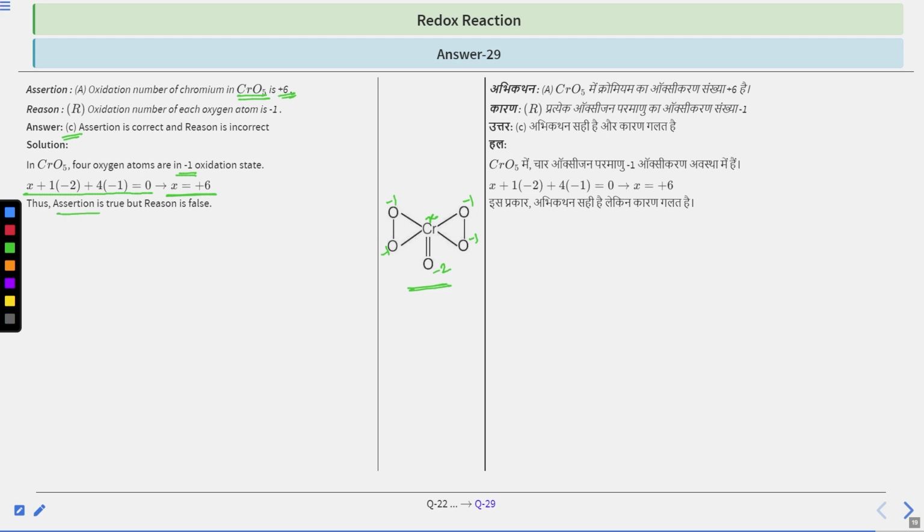So the assertion is true. The reason, that the oxidation number of each oxygen atom is -1, is incorrect, because each oxygen atom is not -1, only 4 oxygen atoms are -1. Right? So the reason is false, and thus the assertion is true and the reason is false. Thus our option C is the correct answer.